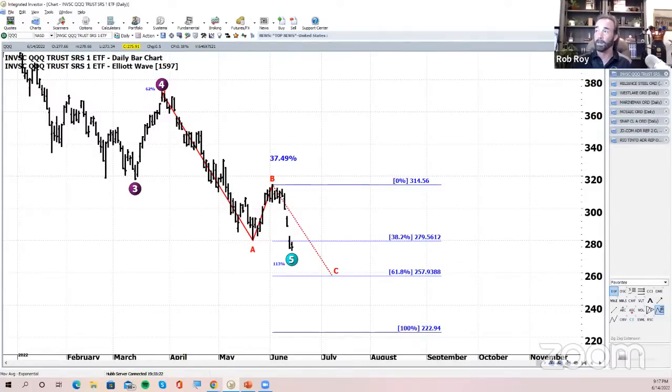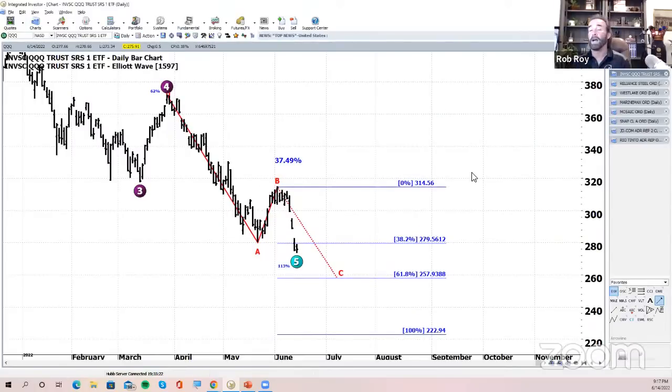Again, the question is, do we bounce back up and fill these gaps first, or do we need to come down here and then bounce up and fill those gaps? Those gaps will get filled. Just don't know if it happens first or whether or not we come down here. And that is all going to depend on the market's reaction to the Fed announcement tomorrow.